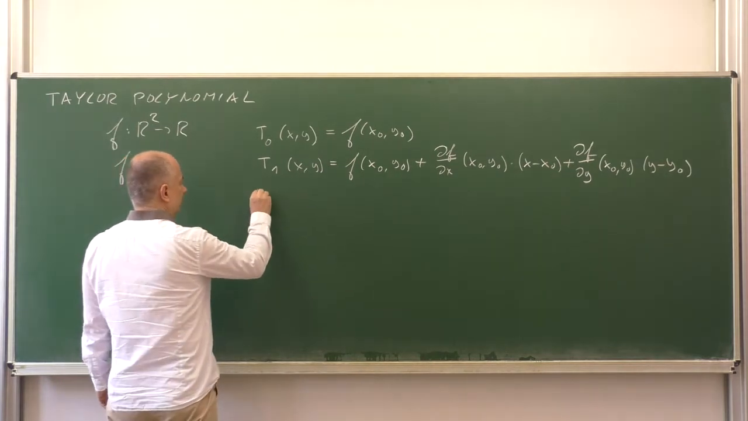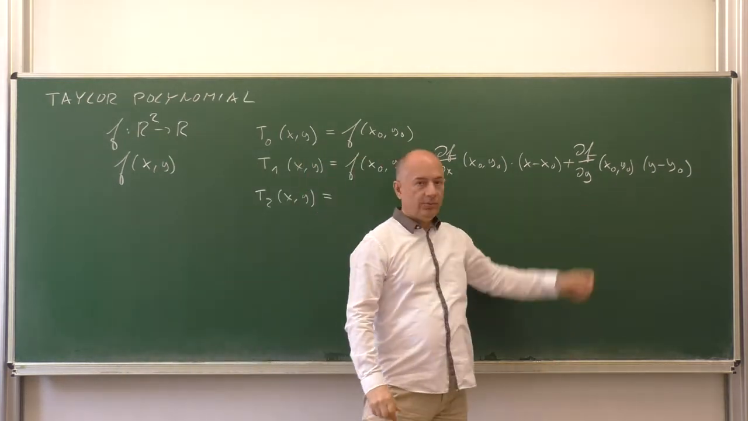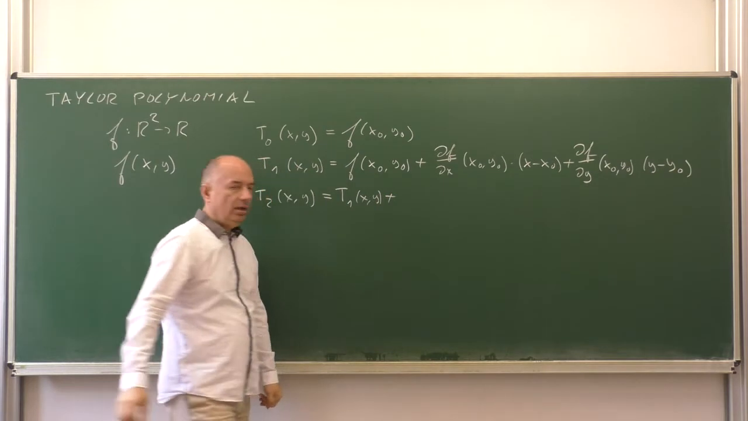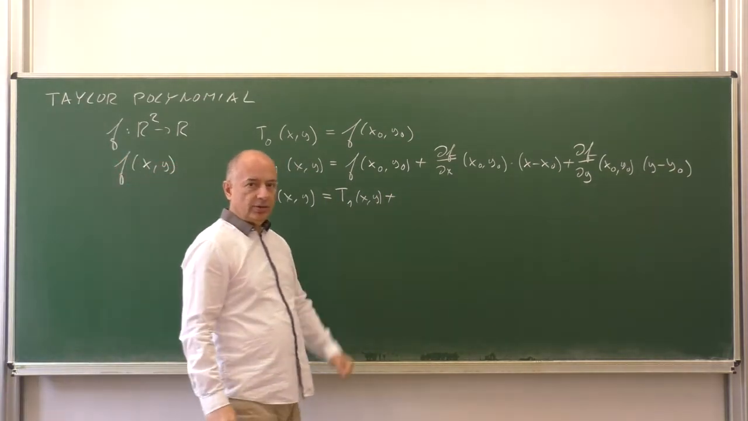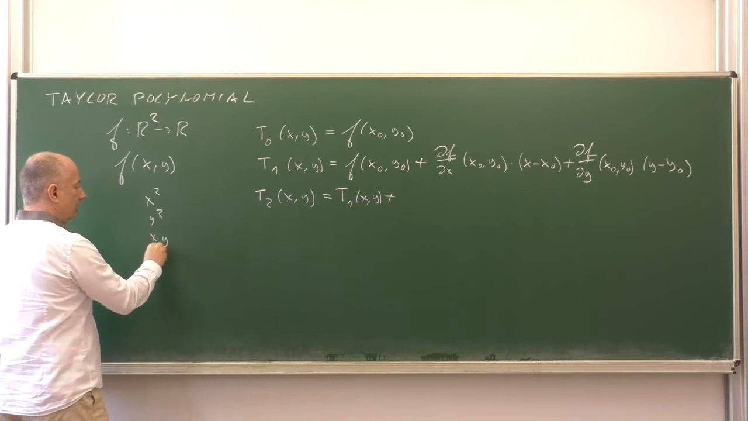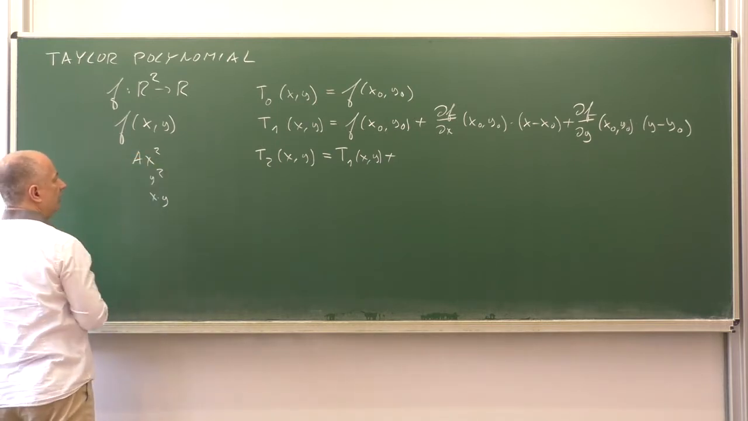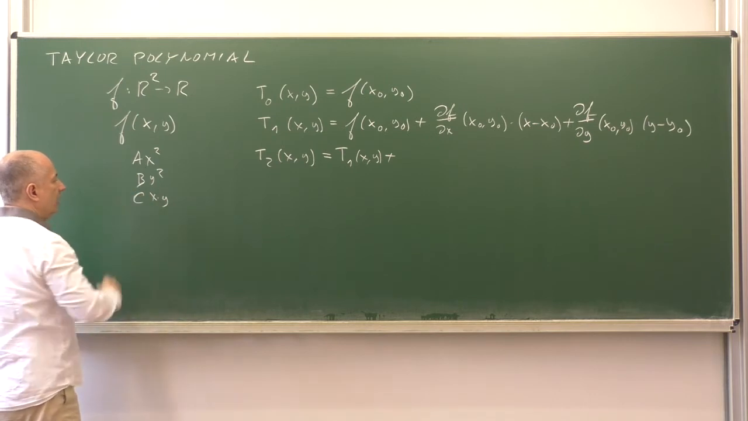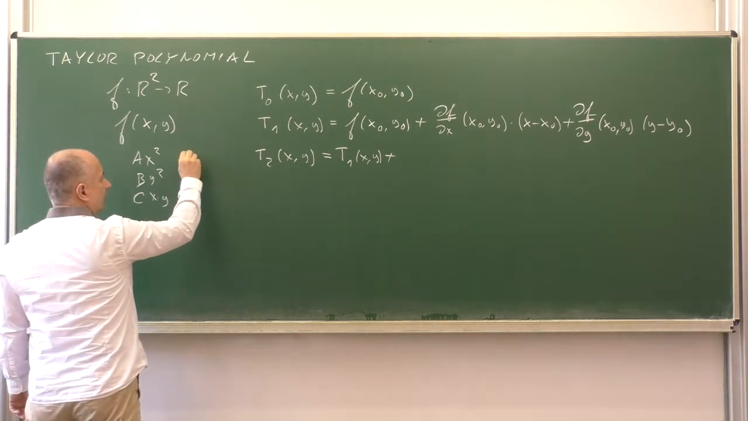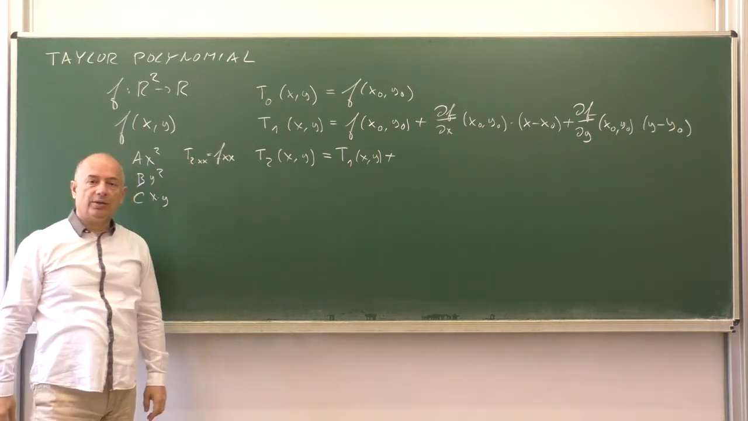Taylor polynomial for the 2 contains these three terms again. So let's call them just t1 plus some quadratic terms. And now there are three quadratic terms: x squared, y squared, and x times y. And we want to multiply this by some coefficient a, this by some coefficient b, and say this by some coefficient c, such that the second derivative of t2 with respect to x is equal to the second derivative of f with respect to x twice.